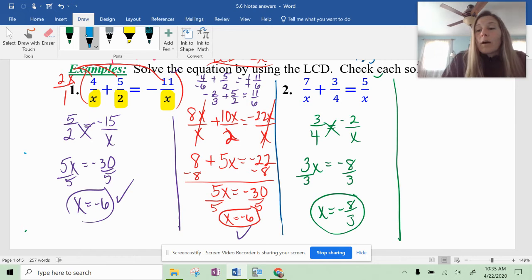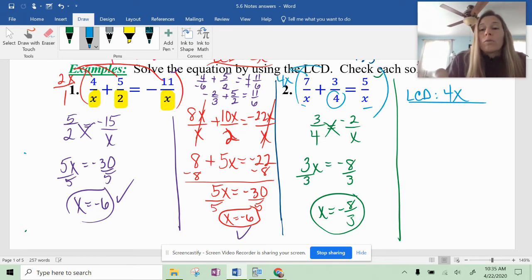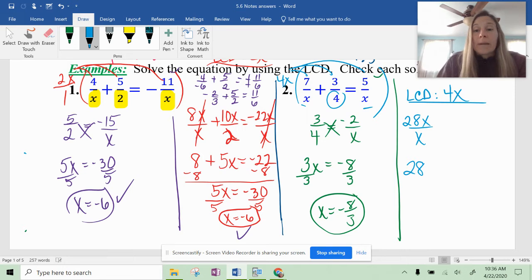You would have to figure out what is my LCD. Well, your LCD, you only have the one constant and you have x's, so it's going to be 4x. And you would distribute that 4x to all three of your terms there. So when you multiply the 4x times the 7 over x, you get 28x over x, but of course those x's cancel and leave you with just 28.